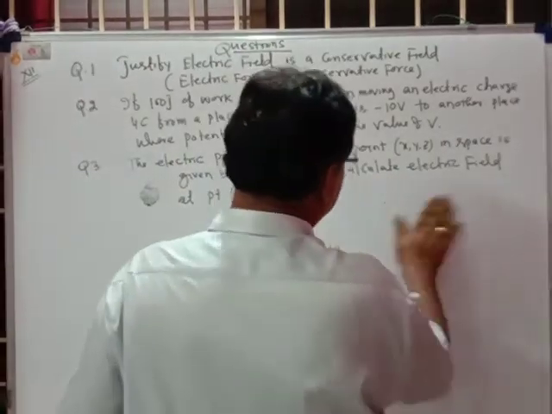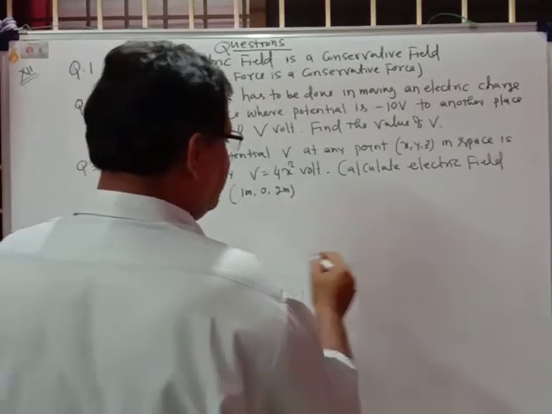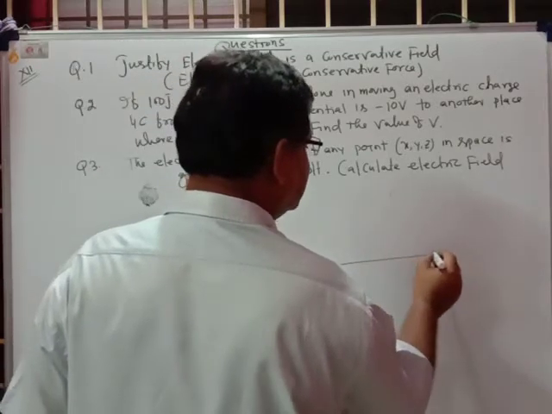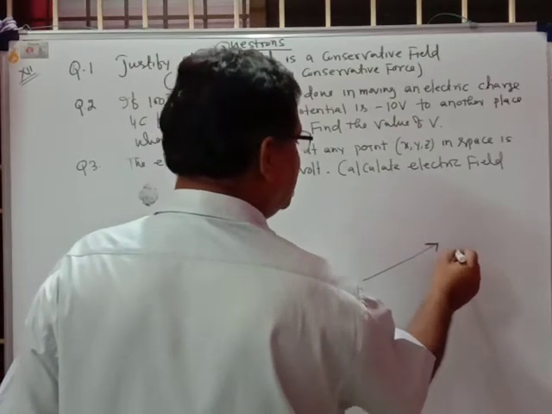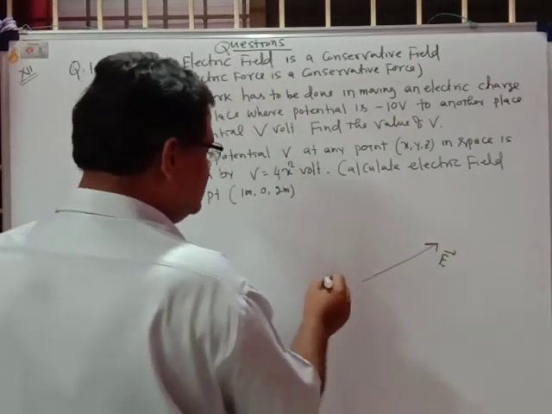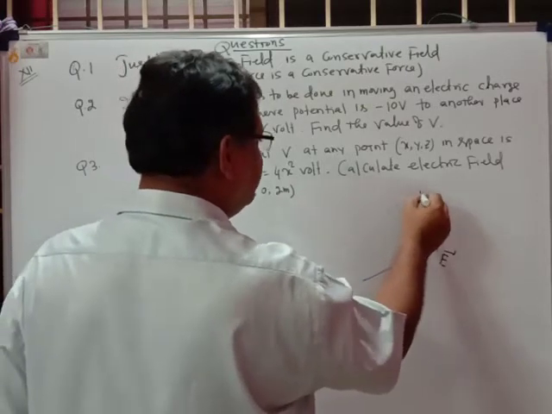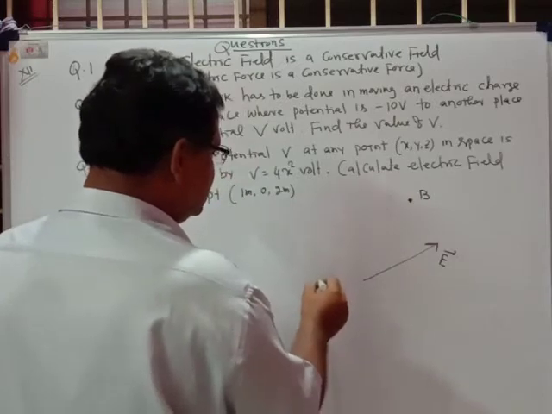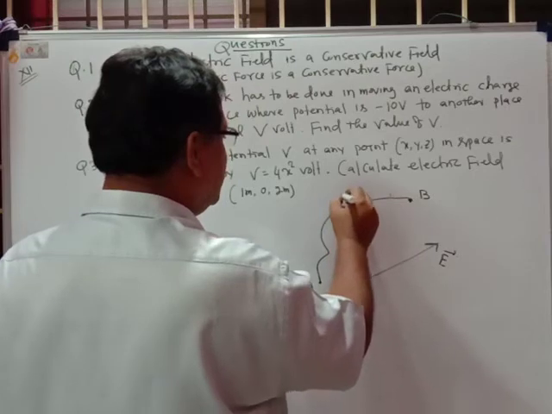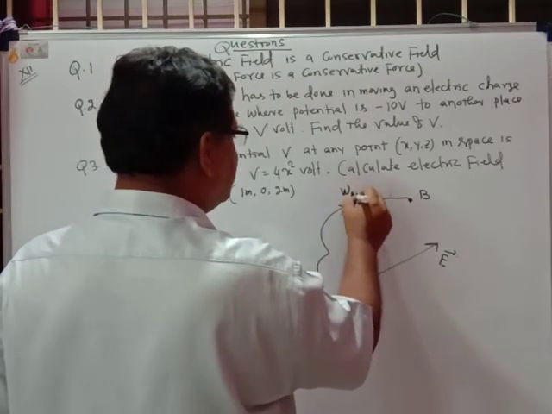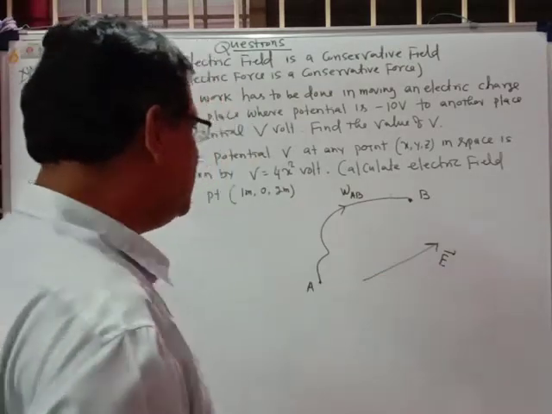First of all, how? Suppose an electric field is there. I have taken the electric field like that, in some direction, along this way. I am taking a body from A, and this is the point B. So I want to take the charge from A to B like that. So what amount of work will be done? Work done in taking it from A to B is W_AB. If the electric field is E, what will be the formula?